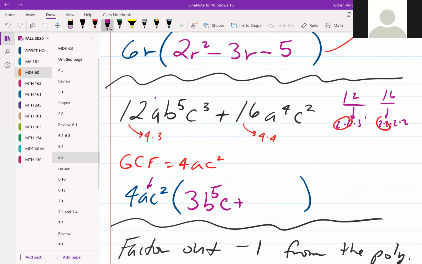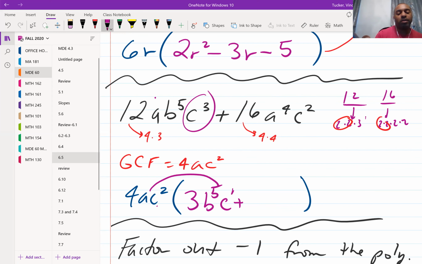So remember when you multiply this back into the parentheses, c squared times c to the first power is going to give me my c cubed back. All right, and then we do the same thing for the 16, a to the 4th c squared. There's 4 that's left. We took out one of the a's, which is a cubed. That means 3 a's would be left. And we took both c's out, so there's nothing to write.